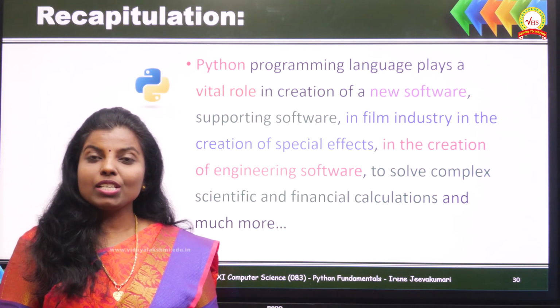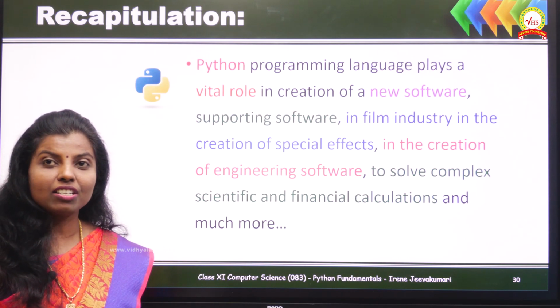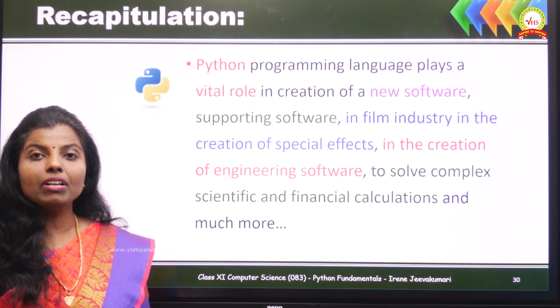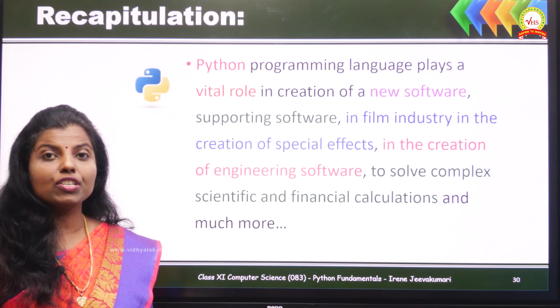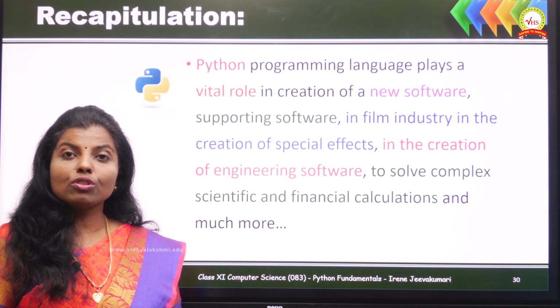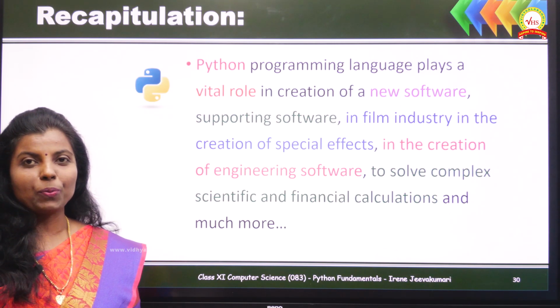Python programming language plays a vital role in the creation of new software, in the creation of supporting software, in the film industry, in the creation of special effects and side effects, in the creation of engineering software to solve complex scientific and financial calculations and much more.